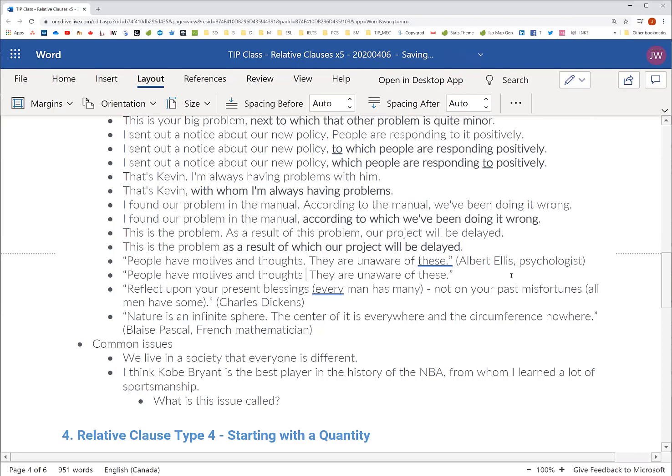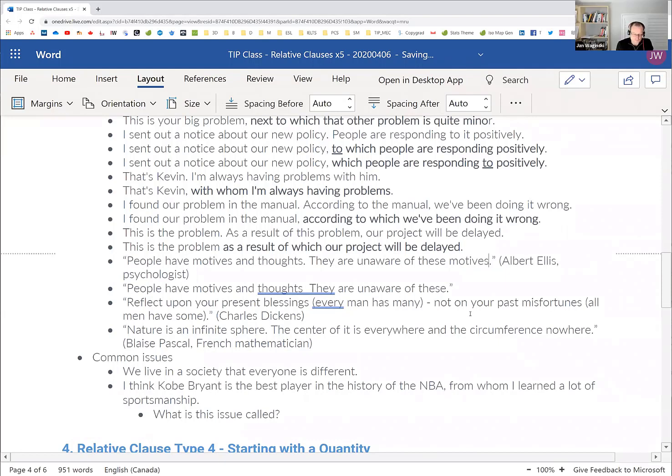Are these related to motives and thoughts? Yeah. They are unaware. Hmm, I thought they're related to people. People have motives and thoughts of, yeah, which motives. are unaware. Close.